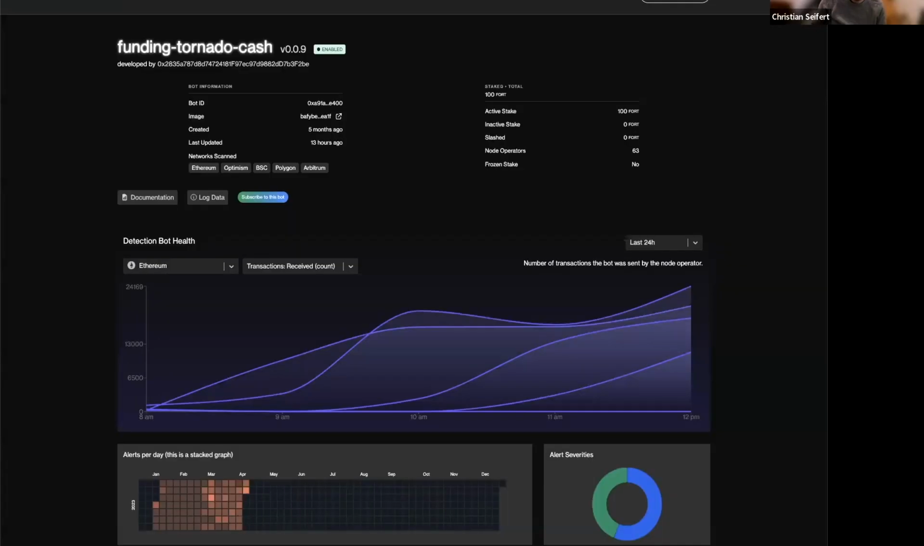Let me share my screen so I can show you what I've seen, and then also talk a little bit about how to address this. So the bot in question was the Tornado Cash bot, and the Tornado Cash bot is fairly simple. It basically looks at the transaction, assesses: is there value being transferred, and who is transferring the value?